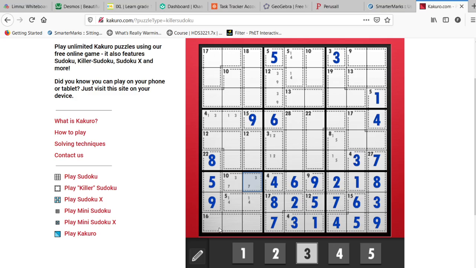So horizontally, there's only 3 cells left here. It's a 2, a 6, and an 8. We can't have an 8 here because of this 8. So 2, 6, 8, and 2, 6, 8.